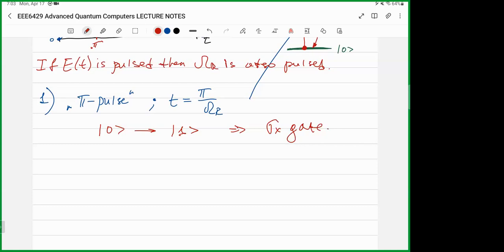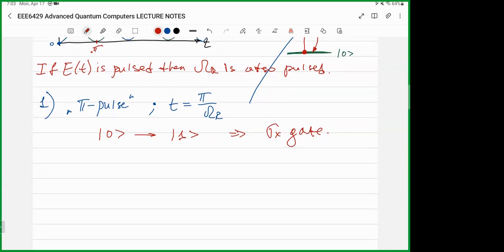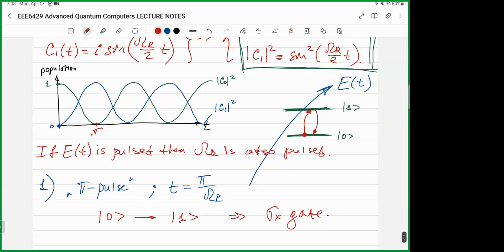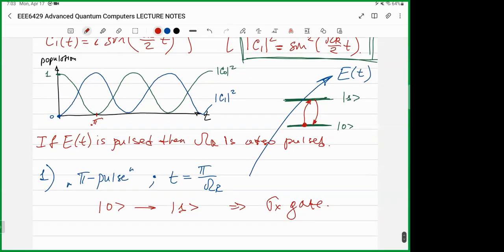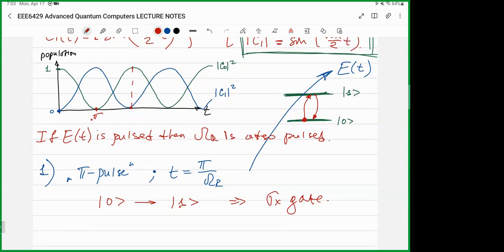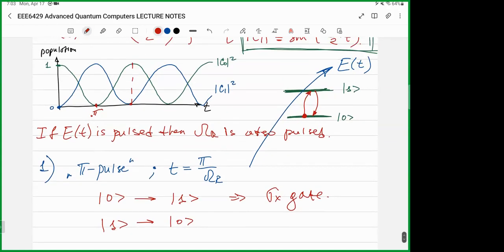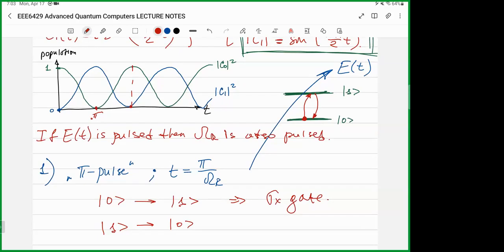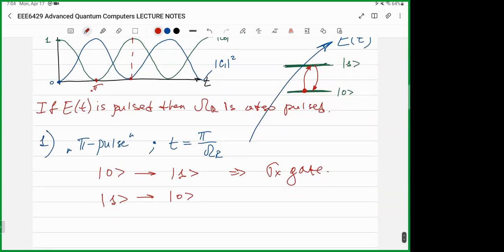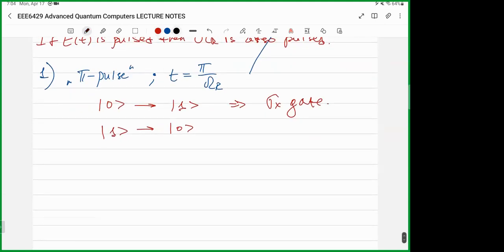So it is the physical realization of the sigma X gate, or bit flip gate, right? I had the qubit in one state, I sent the pulse, and this pi pulse flipped the qubit. If I then send another pulse, also with pi duration, it will change my qubit from state 1 to state 0. So this sequence of pi pulses enables the sigma X gate.